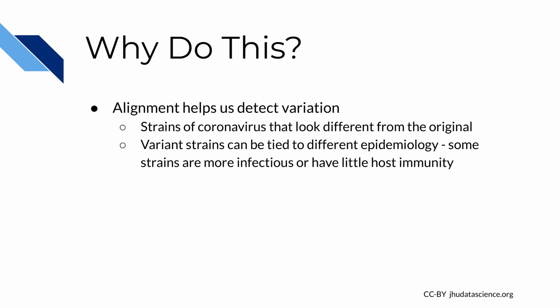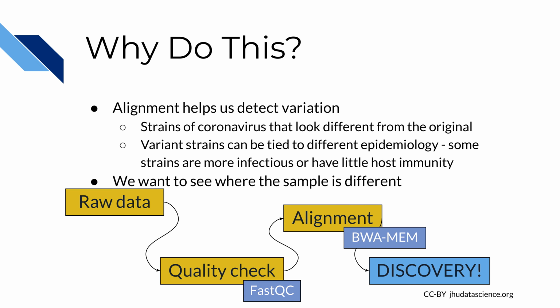Why do we want to do all of this in the first place? Overall, alignment helps us detect variation. It tells us if we've found a variant strain of coronavirus that looks different from the original virus. Coronavirus researchers look for differences in the genomes that could mean a new variant has emerged. In some cases, variants could be tied to different epidemiology. In our lab activity, we just want to see if there are genetic differences in the sample compared to the original SARS coronavirus genome. We can count that as a discovery.